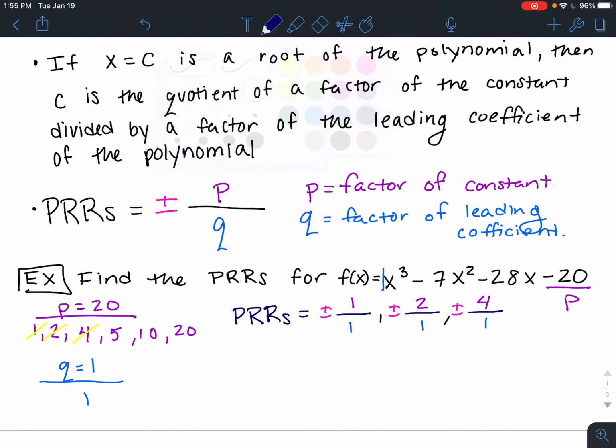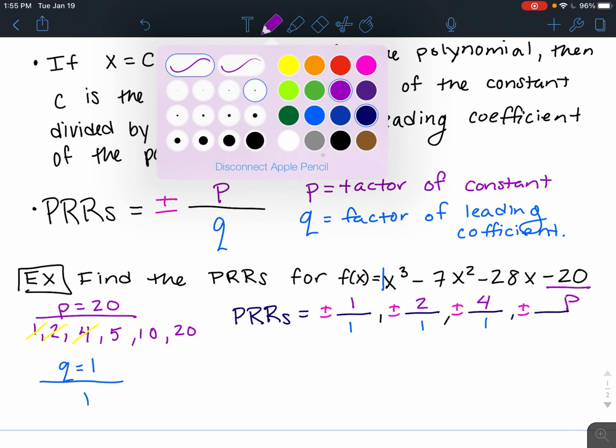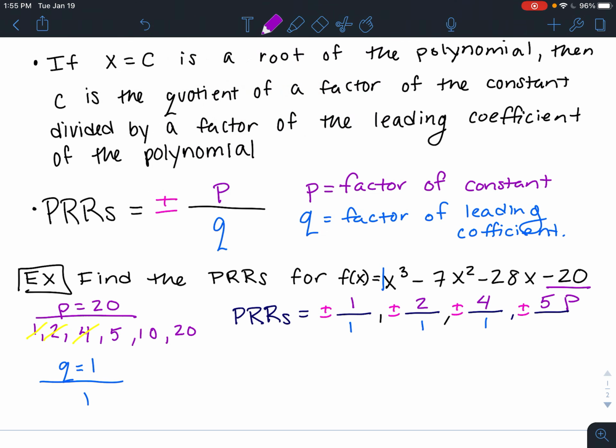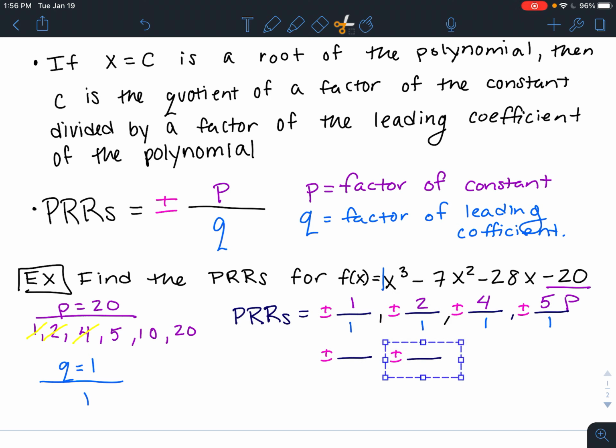Right, and then we just keep it going. So I'm just going to put the next p number, which is a 5, over my only q number, which is a 1, and then we're just going to keep going. So I need to do the 5, the 10, and the 20. So I'm just going to cheat and copy them all in now. And I know 1's going to be in the bottom of all of them, and then I'm just going to put 5, 10, and 20.